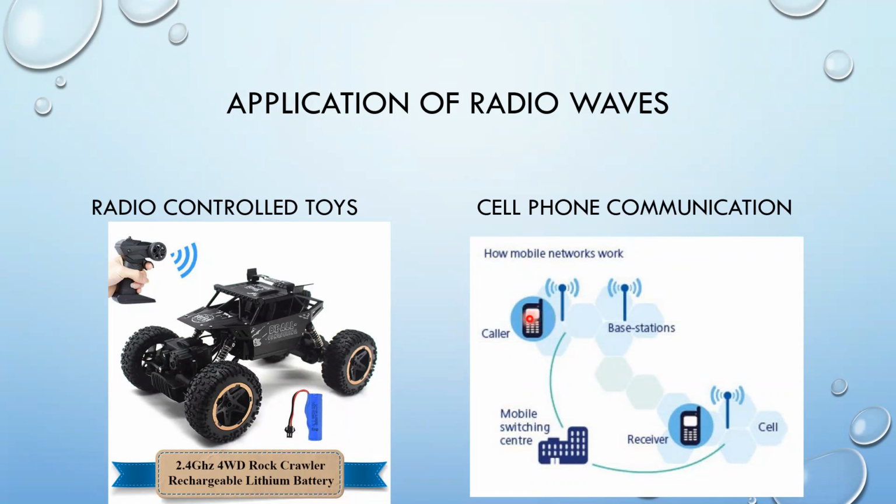When a caller makes a call, the nearest tower catches the signals and sends them to the mobile switching centers, where they identify the address of the base station. After identifying the address, they send the signal to a particular tower near the receiver, and this tower sends the signals to the particular location of the receiver, and then you will be able to make a call. Clear?